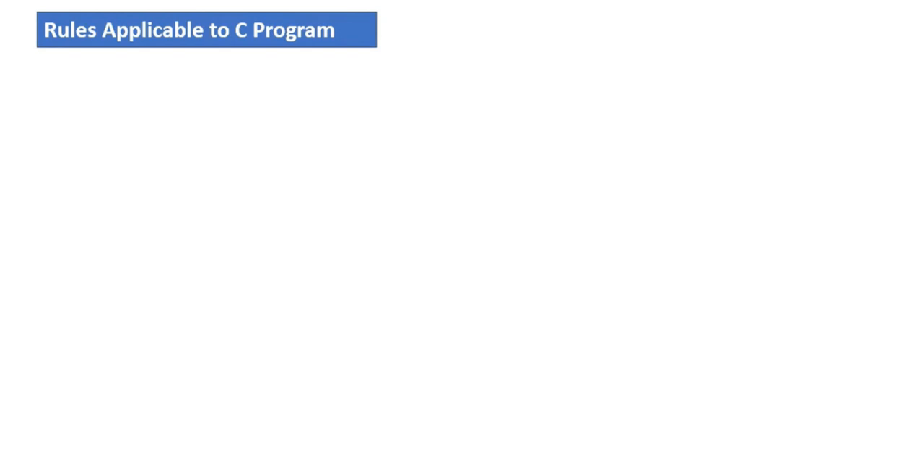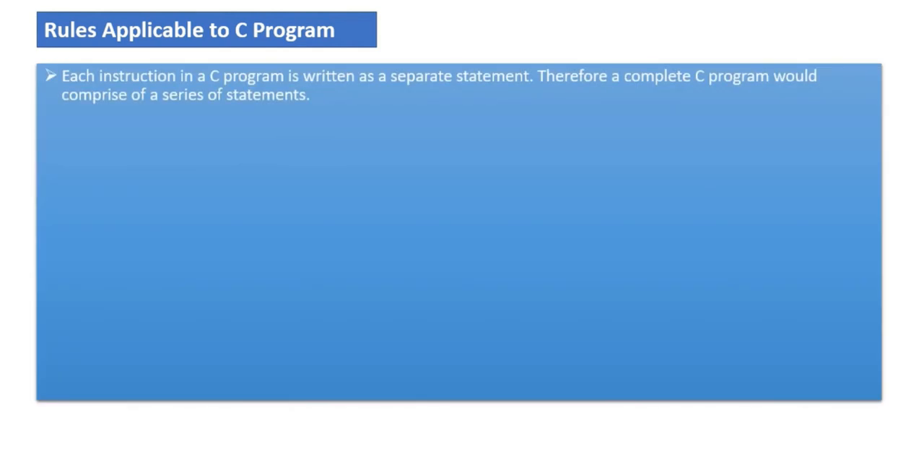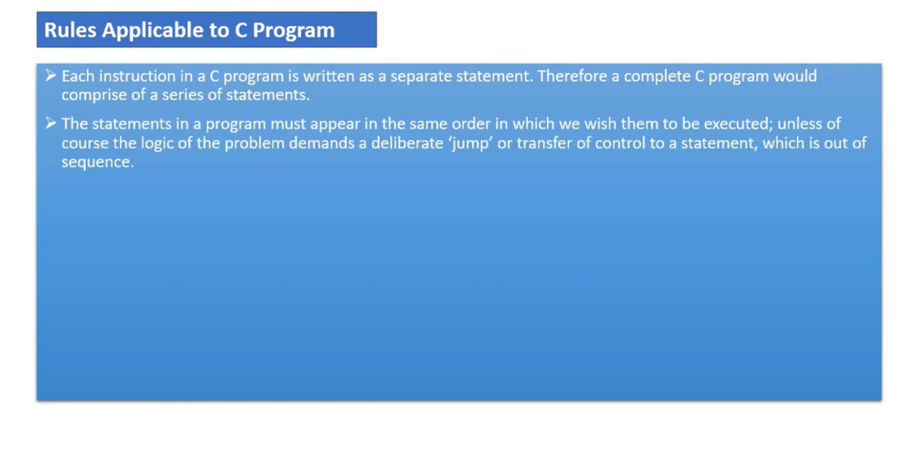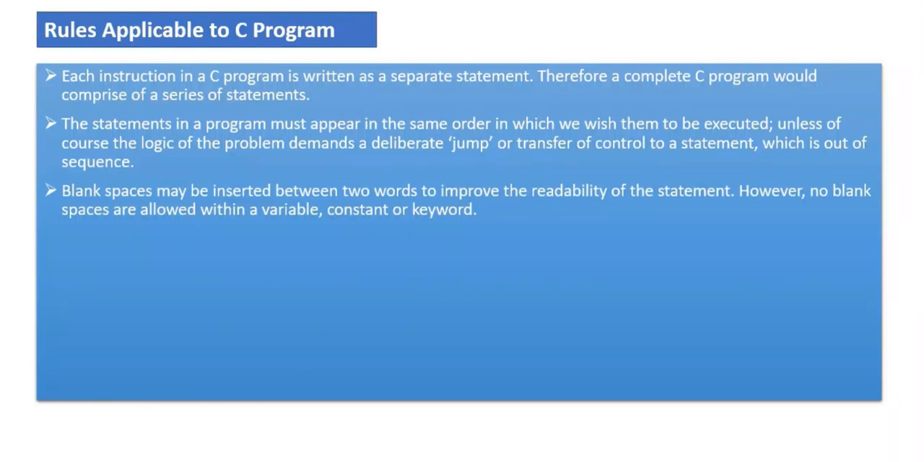Now, before we begin with our first C program, do remember the following rules that are applicable to all C programs. Each instruction in a C program is written as a separate statement. Therefore, a complete C program would comprise a series of statements. The statements in a program must appear in the same order in which we wish them to be executed, unless, of course, the logic of the problem demands a deliberate jump or transfer of control to a statement which is out of sequence. Blank spaces may be inserted between two words to improve the readability of the statement.